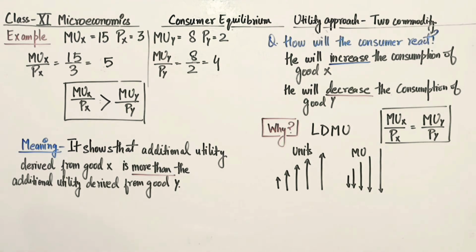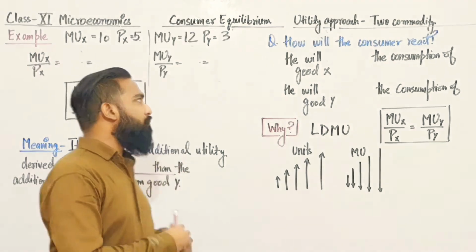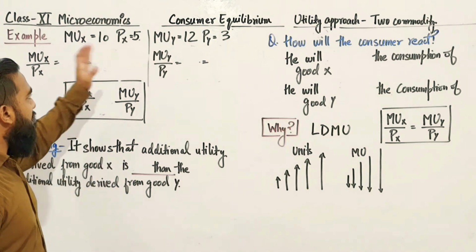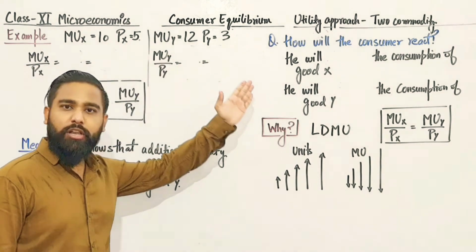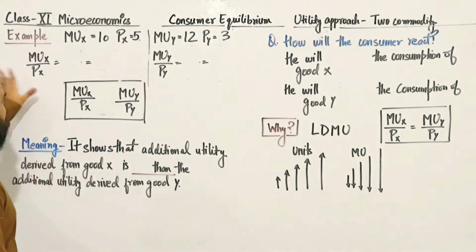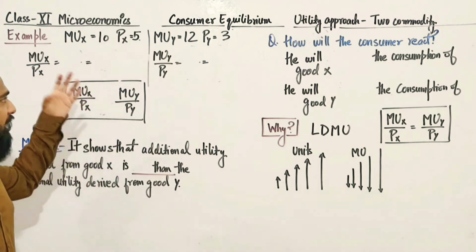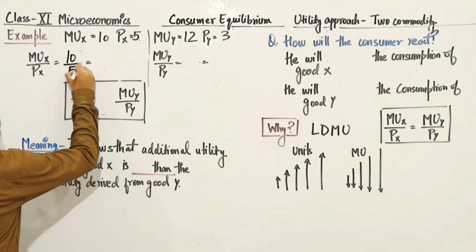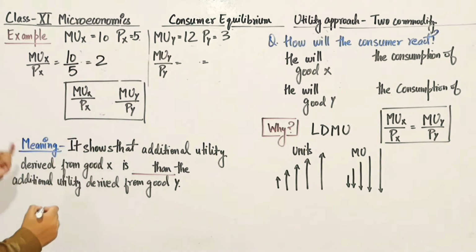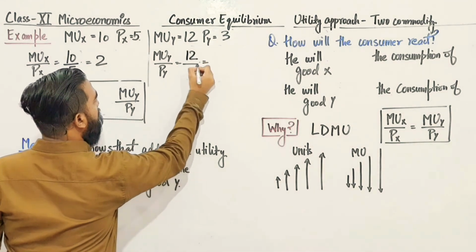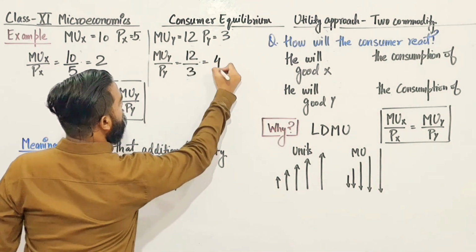Take a screenshot. Friends, I have taken one more example. You are going to solve it. Now, in this example, I have taken the marginal utility of good X as 10 and its price as 5, and the marginal utility of good Y is 12 and its price is 3. Now, let's calculate the value of MUX upon PX and MUY upon PY. It's 10 upon 5. It means the value of MUX upon PX is 2, and the value of MUY upon PY is 4.